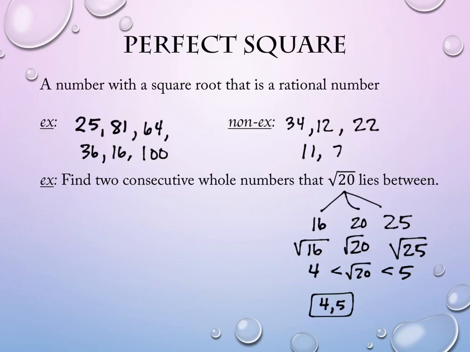If you simply tell me 4 and 5 and don't show the nearby perfect square values, you're not going to get full credit, because I'm going to assume that you probably thought about it from the calculator standpoint, especially if the value is larger than 20. Any questions on that? All right.